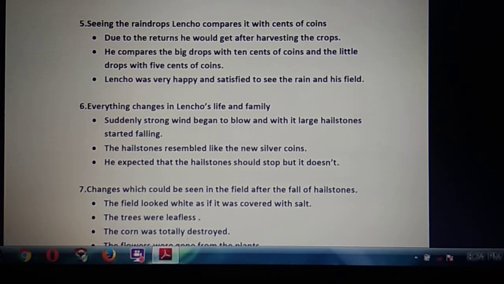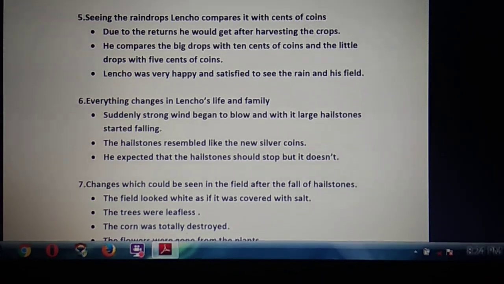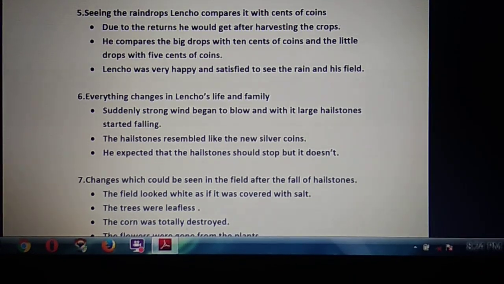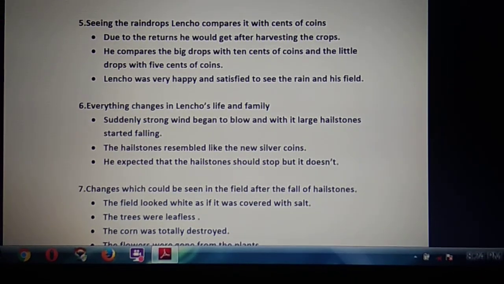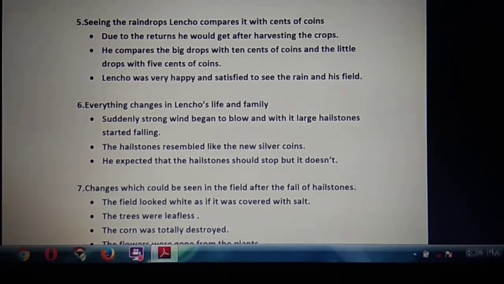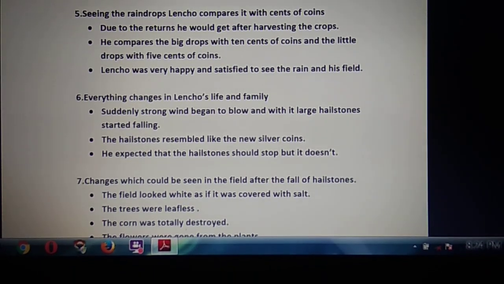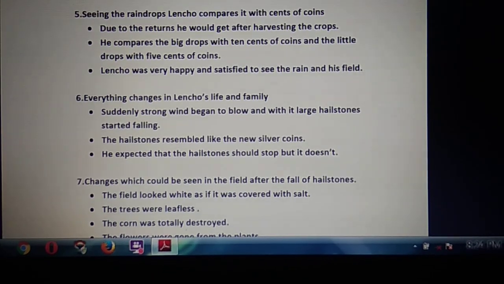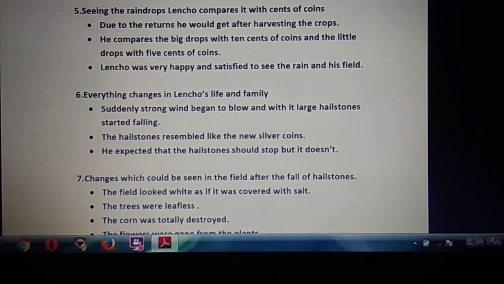So over here he made a prediction and that came true, and that prediction was good for his field also. So for that he is very happy in his heart and satisfied. He is very satisfied that that particular year he was going to have a good income from his corn field. Everything changes in Lencho's life and family.